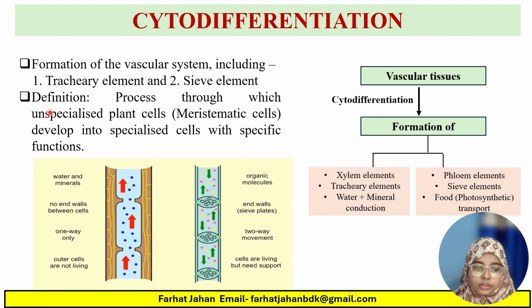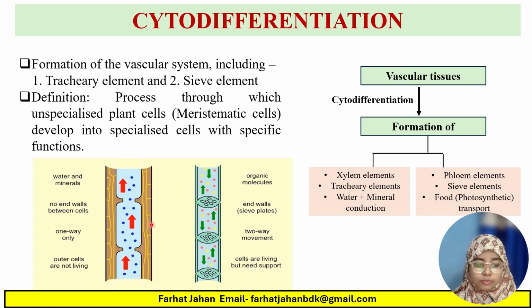So its definition would be read as the process through which unspecialized plant cells, that is meristematic cells, develop into specialized cells with specific function. In conclusion, we can say that the meristematic cell undergoes changes, division and redivision in order to become a permanent tissue, which is capable of performing a particular specific function, which may be transport of water or transport of fluid.